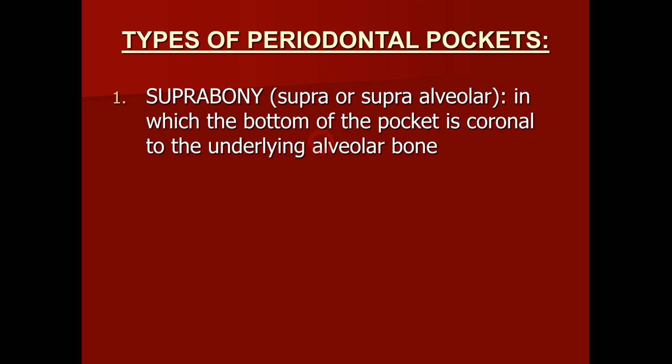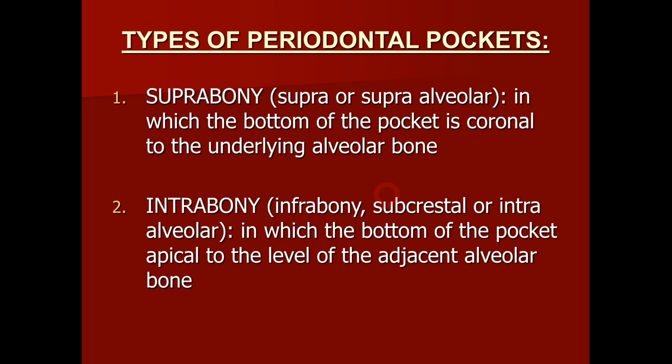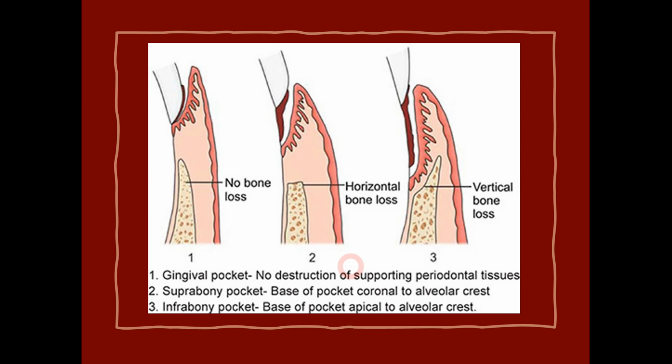I'll just show you in a picture what it actually looks like, which will make your concept clearer. But for now, just remember that suprabony pocket is when the base of the pocket is coronal to the alveolar bone. In contrast to that, infrabony pocket, intrabony pocket, or subcrestal pocket, is when the base of the pocket is apical to the crest of the alveolar bone. Now, what do we mean by these definitions? Let's have a further look at it.